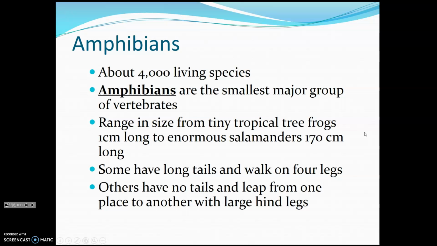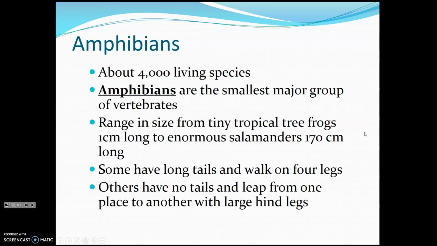And so looking at that complete metamorphosis, we're looking at how they start off as a larval stage that has gills and lives in water and completely transforms into terrestrial animals that breathe with lungs. And so we're going to look at that transition between the two.